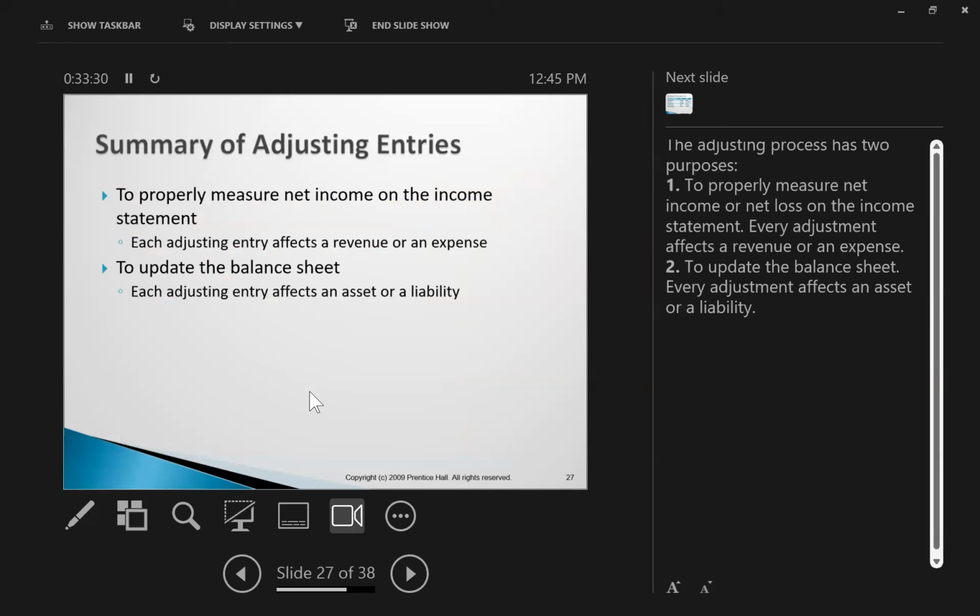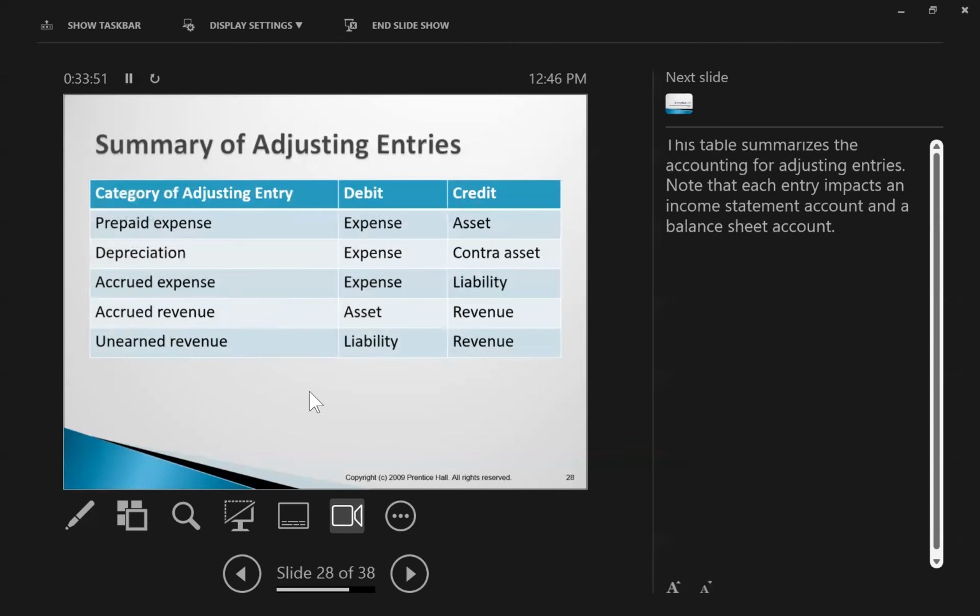So, summary of adjusting entries. To properly measure net income on the income statement, we have to make adjusting entries. Each adjusting entry affects a revenue or an expense. To update the balance sheet, each adjusting entry affects an asset or a liability. Here's a summary of the adjusting entries that we talked about: prepaid expense, depreciation, accrued expense, accrued revenue, and unearned revenue.